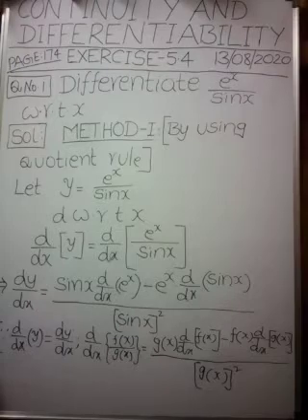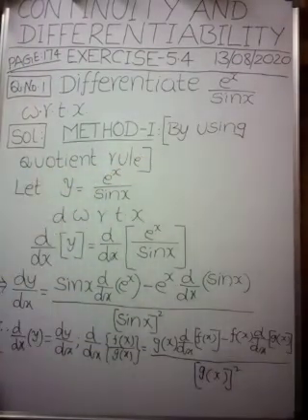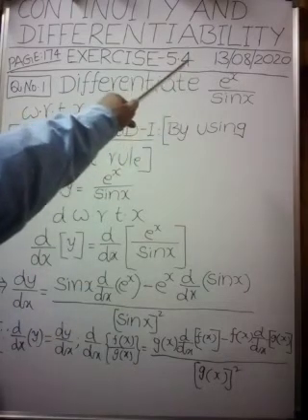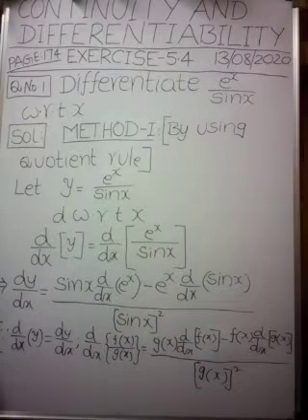To differentiate this function with respect to x, there are two methods. How many methods are there? Two methods. The first method is by using the previous knowledge. What is the previous knowledge? By using the quotient rule, because it is in the form of numerator by denominator. So we can use our previous knowledge of the quotient rule to differentiate this function. I will explain the two methods. You can follow any method which is easier for you.